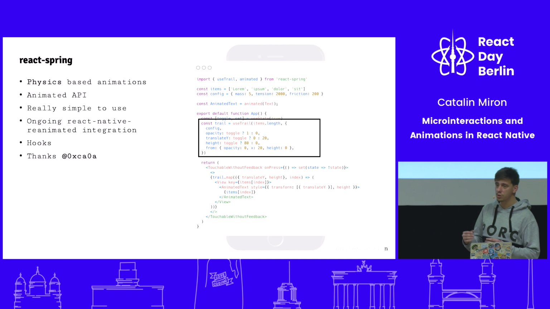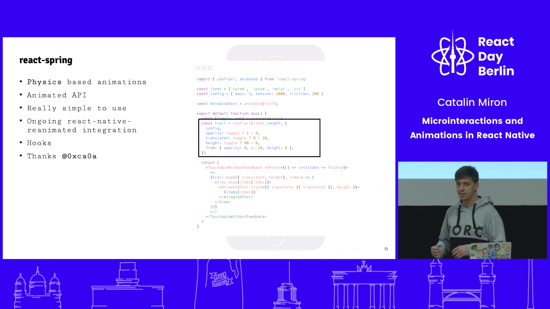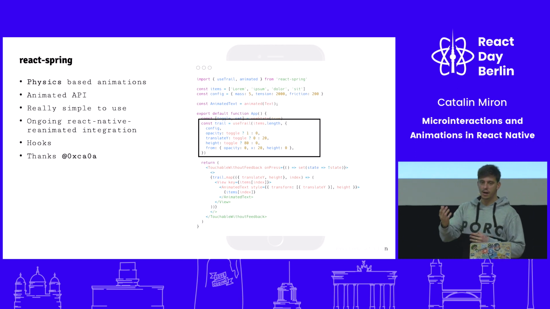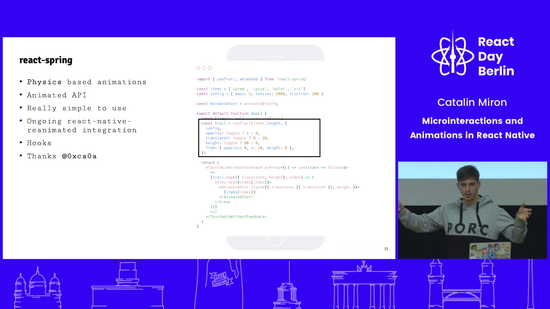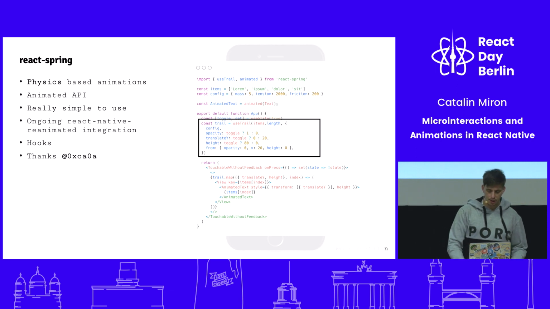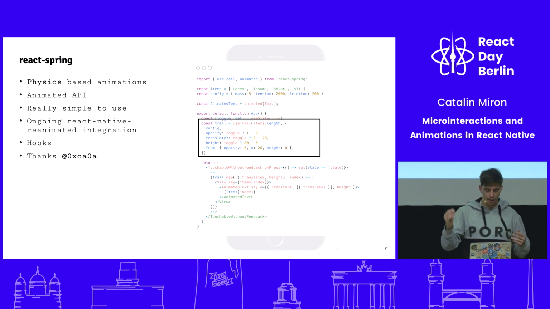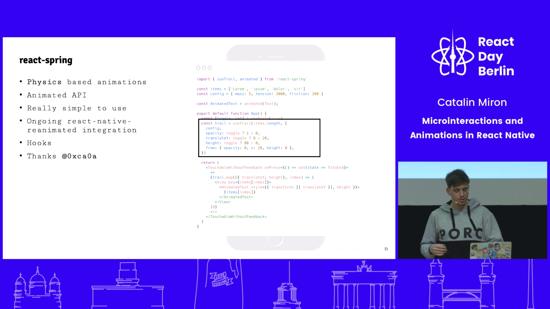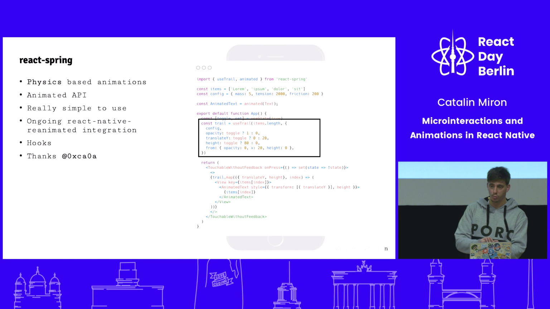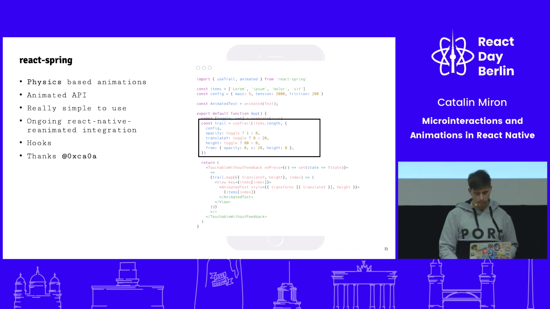And then we use the hook useTrail. useTrail creates a stagger animation for a list of items. And here I'm passing the config for the animation itself. I'm giving the opacity and the translateY and the height and the initial value from where it's going to start.